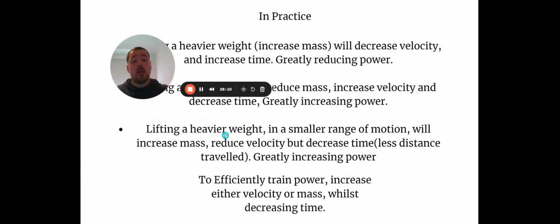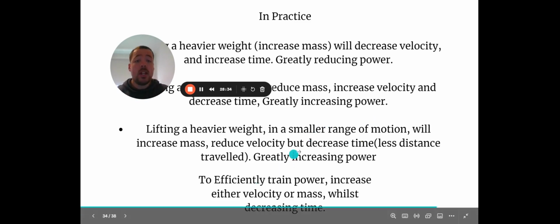But if we lift a heavy weight, but we shrink the range of motion, so instead of a full squat, we go to a quarter squat, mass increases, velocity will decrease because you've got less range to accelerate it. So velocity goes down, but time also goes down because you have less distance to travel. So power greatly increases here.